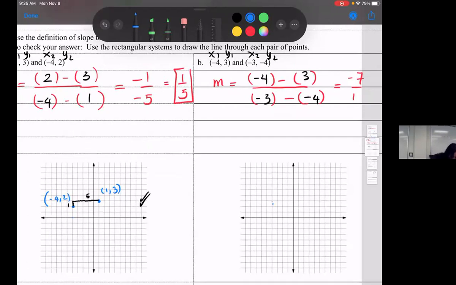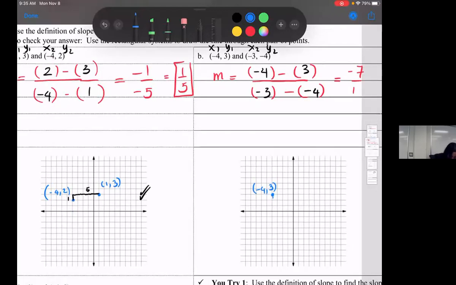Right here. -4, 3. And then -3, -4, so it's going to be in the third quadrant. -3, -4. And then you always do the vertical first. So rise first, rise.